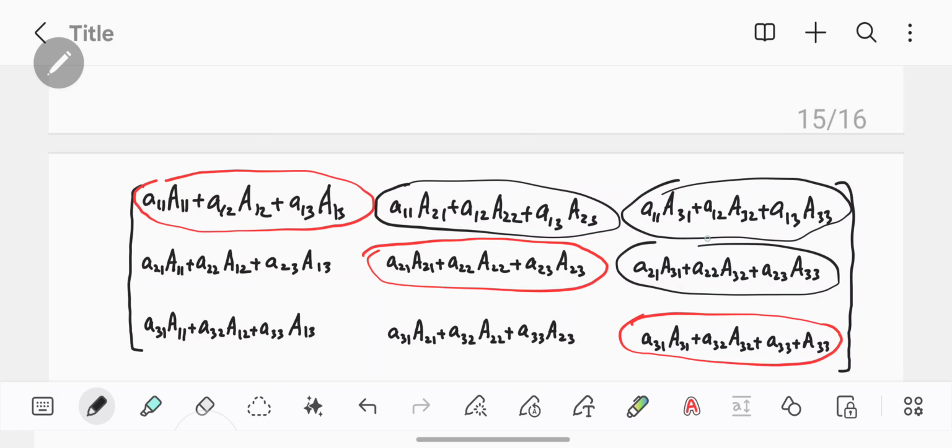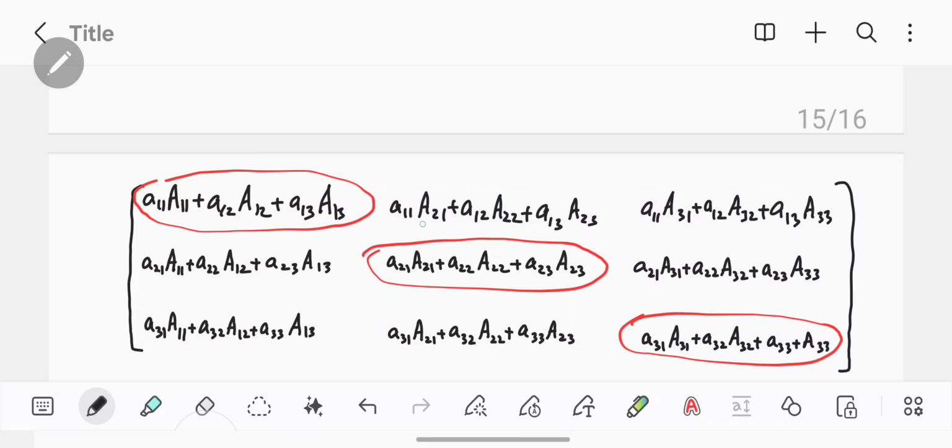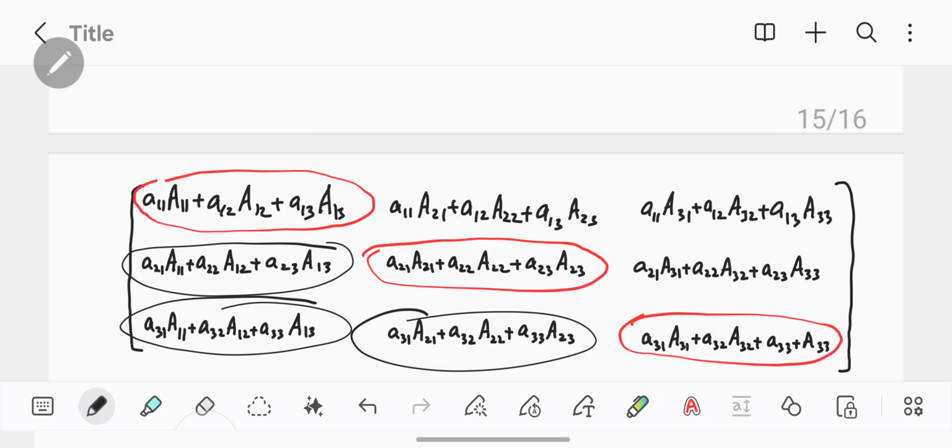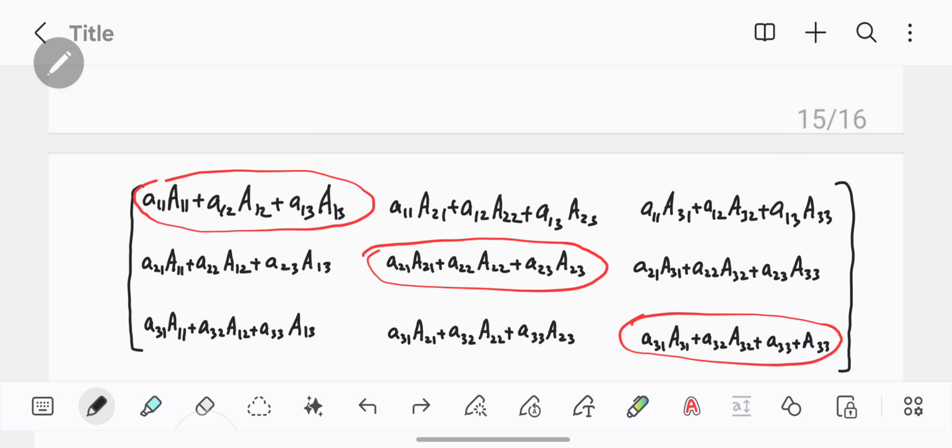You can check. For example, here you have A11, here you have A12, so the indices are different. A21, A22, so they are different again. A13, A23, so they are different. Also, you can check here the indices are different, here they are different, here they are different. Only the same indices are in the diagonal.